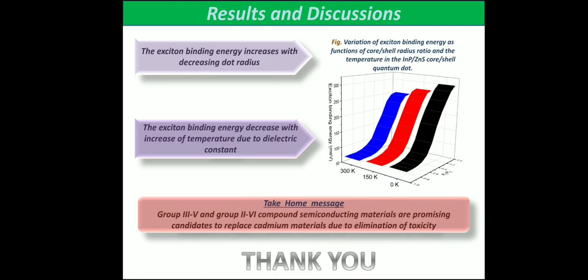So finally I conclude, these values help us to design a novel material, and group 3-5 and group 2-6 compound semiconductors are promising candidates to replace cadmium material.